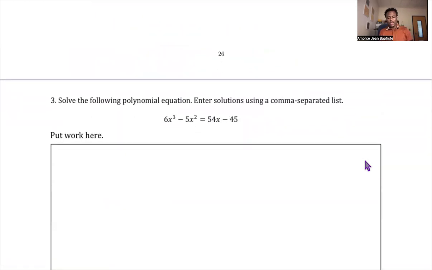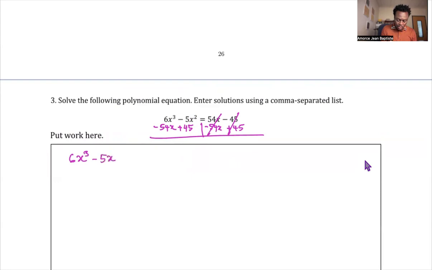Next equation here, we have expressions on both sides, but since when you're solving these equations the power of the variable differs from term to term, you have to move all the terms on one side. Now to move the terms on one side, I'm going to subtract 54x and add 45 on this side. On the other side, I'm going to do the same thing, minus 54x and then plus 45. So these cancel on this side. On the left side, we're going to have 6x to the third minus 5x squared minus 54x plus 45 equals 0.